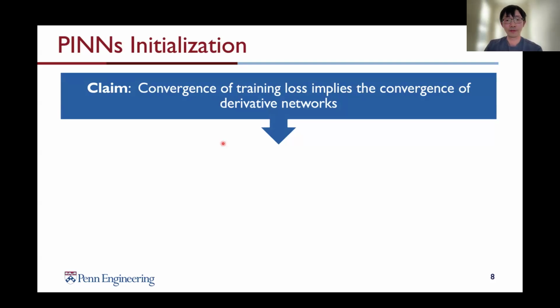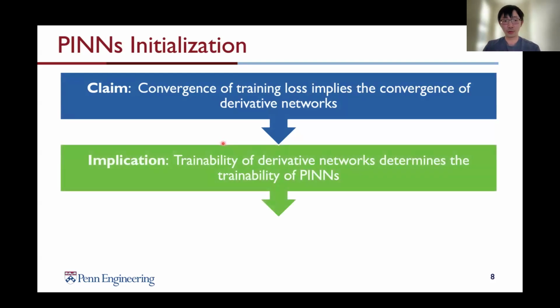Okay, so if you really buy that, then we have such an implication. The trainability of the derivative networks should determine the trainability of PINNs, right? That's a necessary condition, but clearly not sufficient. If we have some trouble in the network derivatives, then clearly we have some troubles in the PDE residuals, because the PDE residuals are just a series of operations involving network derivatives.